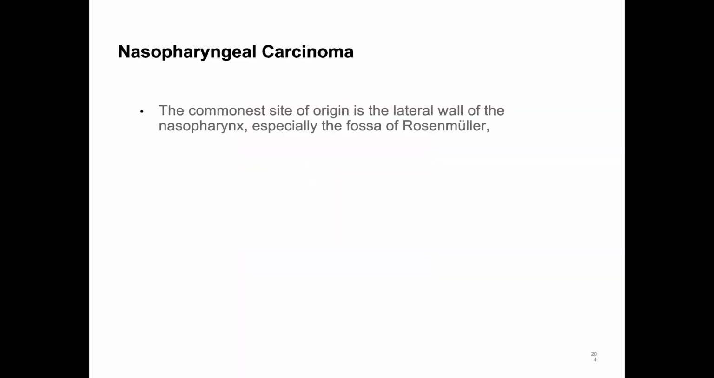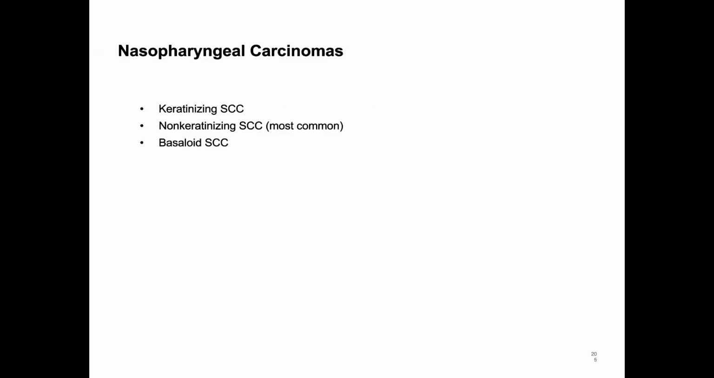Nasopharynx. Nasopharyngeal carcinoma, the most common site is the fossa of Rosenmuller. It might be a fourth question. Usually we see keratinizing, non-keratinizing, or basaloid SCCs in the nasopharynx. There's also a low-grade papillary one, but I'm not going to talk about it today. I just want to talk about squamous cell carcinomas.